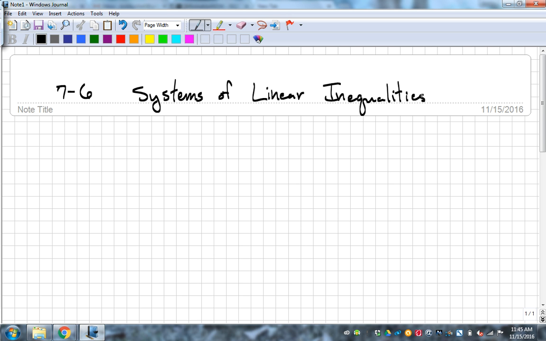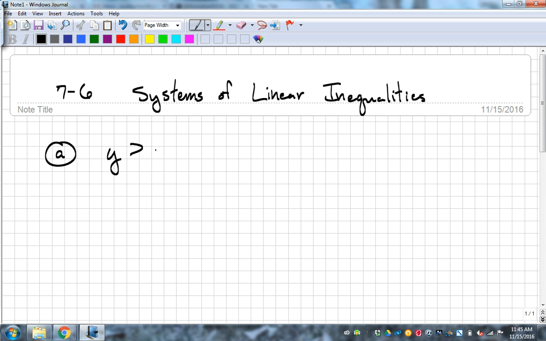What this means is we're going to graph two linear inequalities on the same coordinate plane. Okay, so we're going to do what we did at the end of chapter 6 with the shading, the dotted line, the solid line, all that stuff. We're going to do two of those or more on the same coordinate plane. So really not too bad if you can graph an inequality. So let's start with this one.